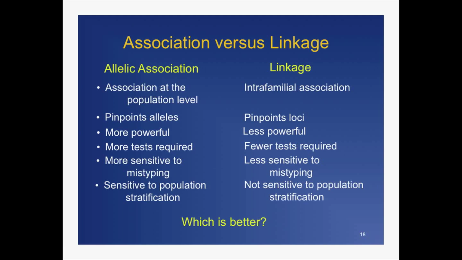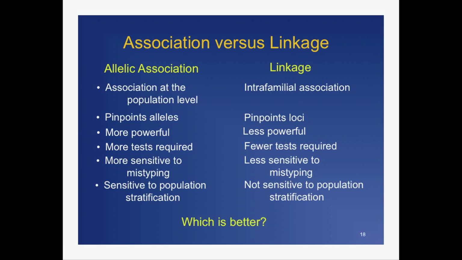Clearly. Oh, but now with allelic association, we require more tests. Linkage, fewer tests. So, hey, is this powerful thing really more powerful? Think about it. If you're doing more tests, you've got to worry. You need a much lower significance level. So what you gain on the swings, you've lost on the roundabouts.